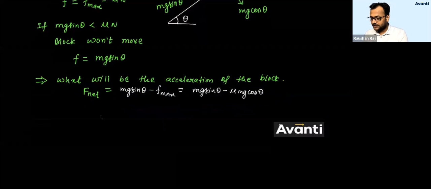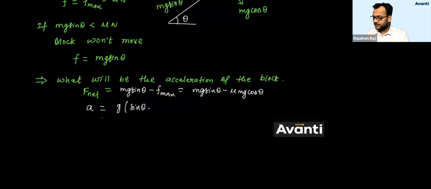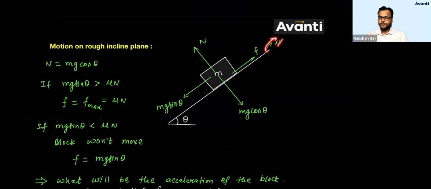If I ask you what is the acceleration in that case, you'll write net force divided by mass. So if you divide it by mass, m will get cancelled. So what is the answer you are going to get? You'll get g into sin theta minus mu cos theta. G sin theta minus mu g cos theta. Acha. This will be the acceleration if the coefficient of friction of inclined surface is mu.